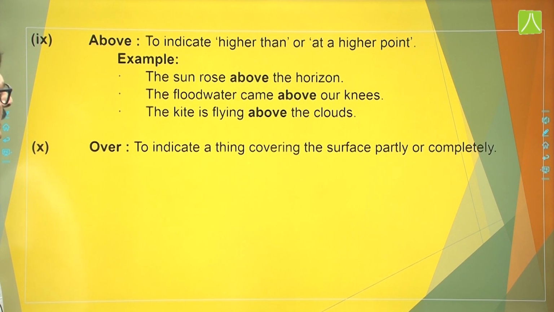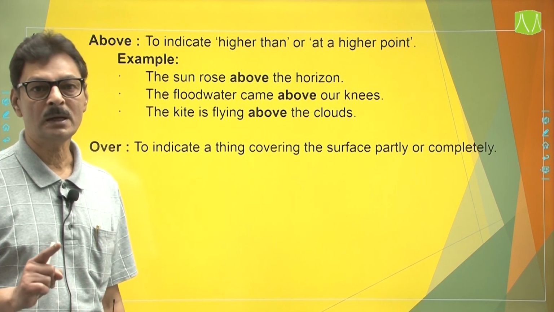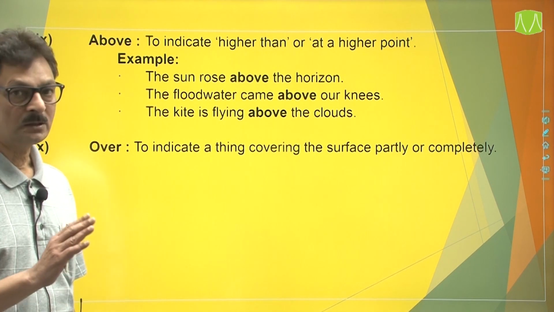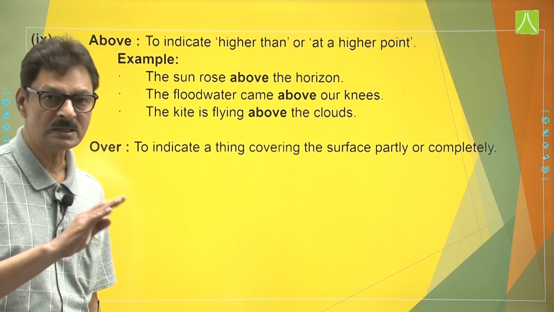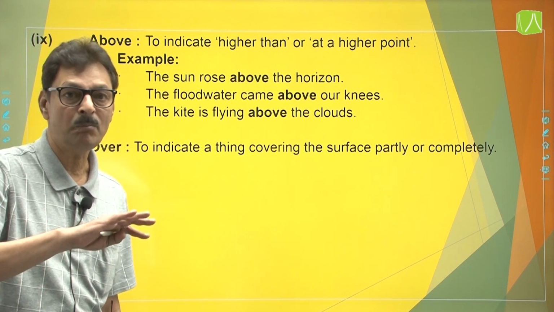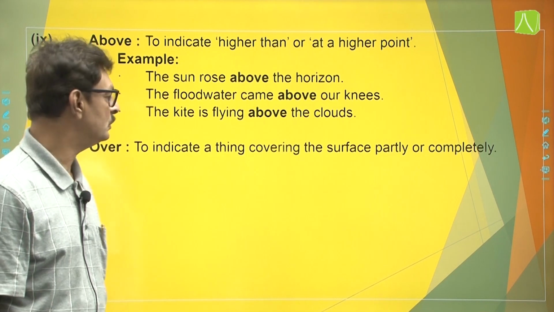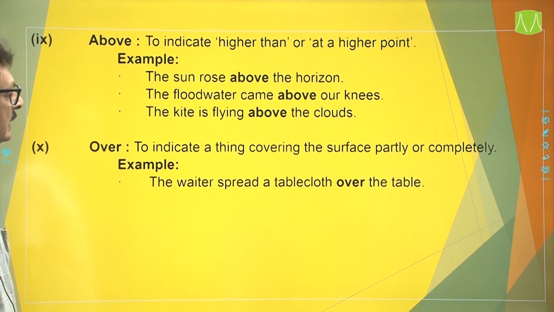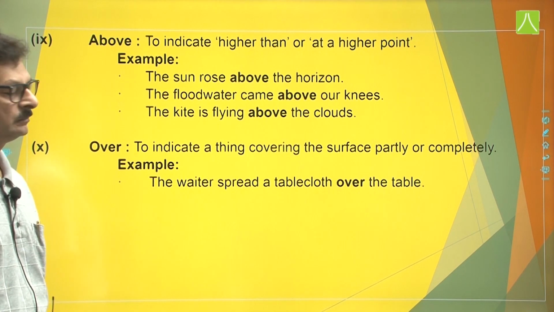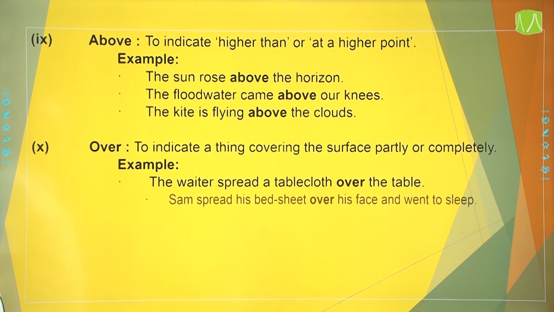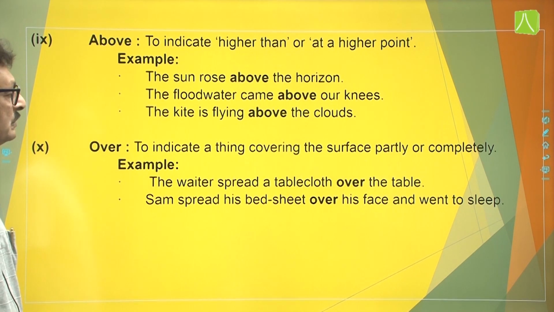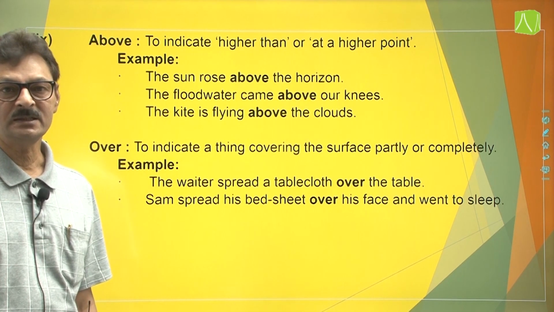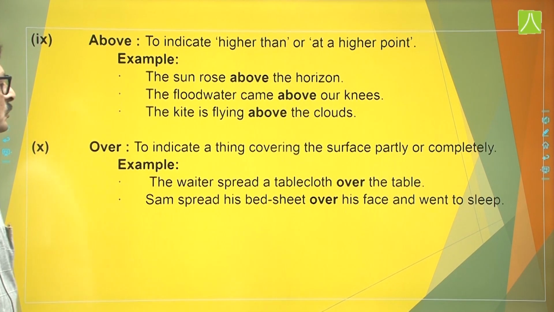Over is to indicate a thing covering the surface partly or completely. So when a thing is covering partly the surface, partly या completely, पूरी तरह से उसको cover कर रहा है किसी surface को, or part of the surface is covered, we use over. The waiter spread a tablecloth over the table. He spread the bed sheet over his face and went to sleep. अपना सिर पे ढक के वो सो गया. The term over bridge, yes, joins partly.